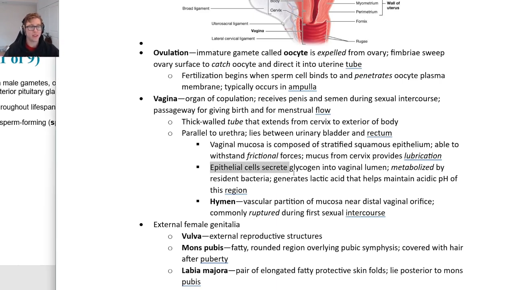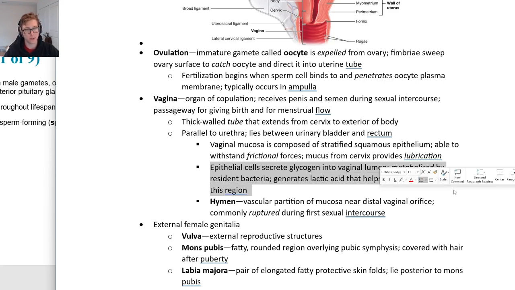Now, the epithelial cells secrete glycogen into the vaginal lumen. This is metabolized by resident bacteria, which generates lactic acid and helps maintain the acidic pH of this region. This is a symbiotic relationship between the body and the natural bacterial flora that lives in the vagina.